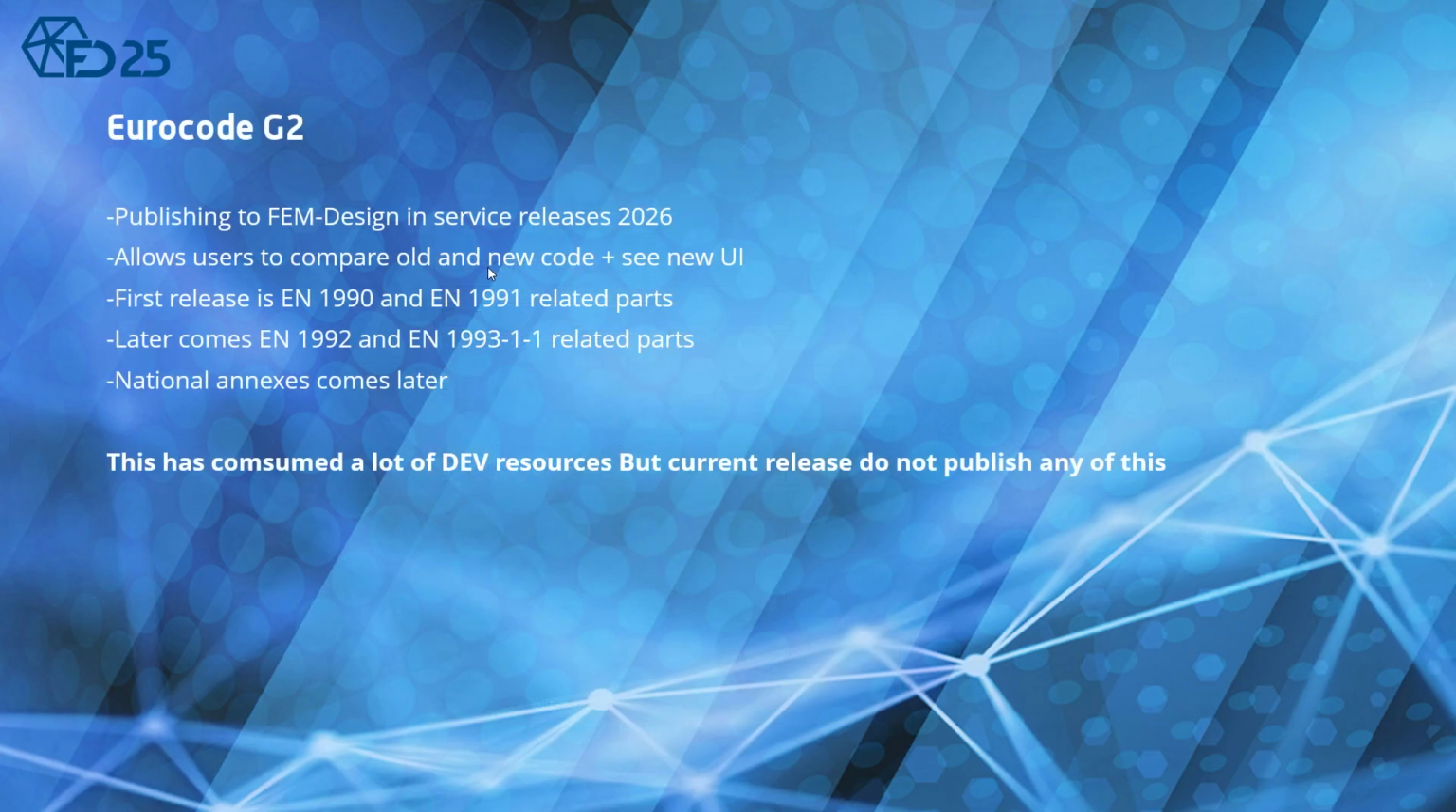So you can look in the service releases for when we start to put out those new Eurocodes. The first release is going to be about the loading, Eurocode 0, and the general principles like load factors. So Eurocode 1 and Eurocode 0. And later come the concrete and steel parts. The national annexes are still missing, so that comes later, but probably not this year because even the annexes are not ready. And you have to understand this has consumed a lot of development resources, but the current release does not publish any of this. But it will come. You have to trust us.